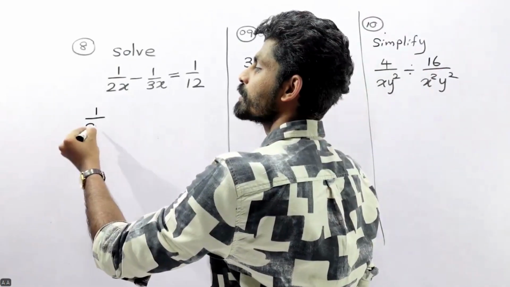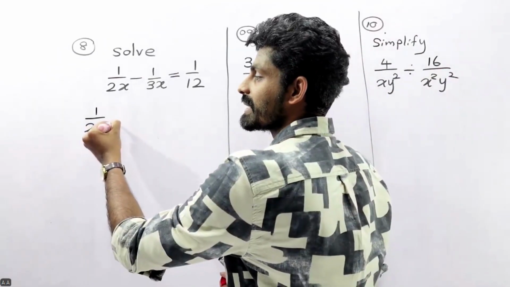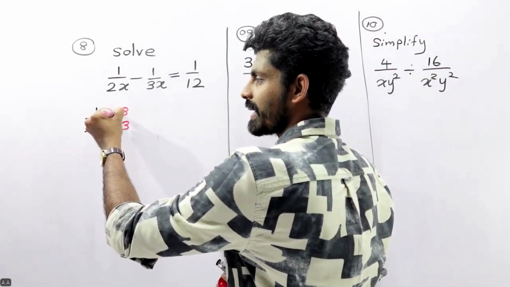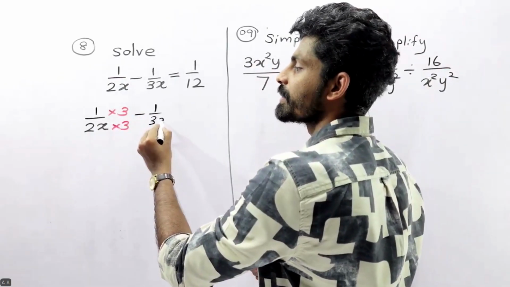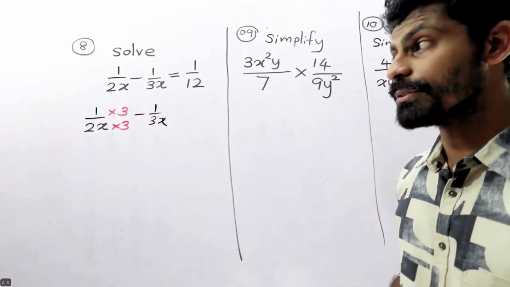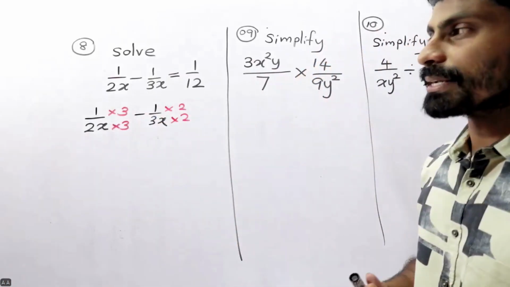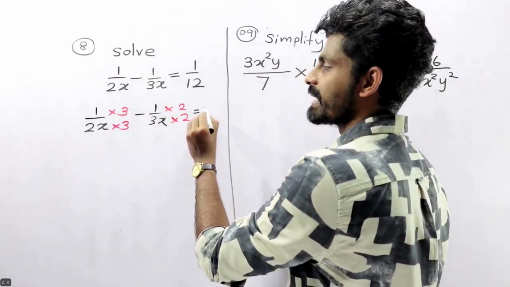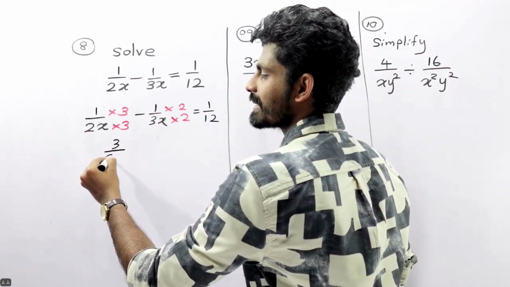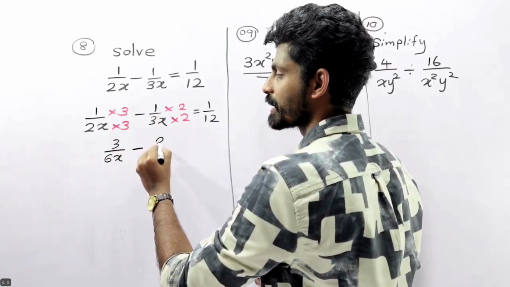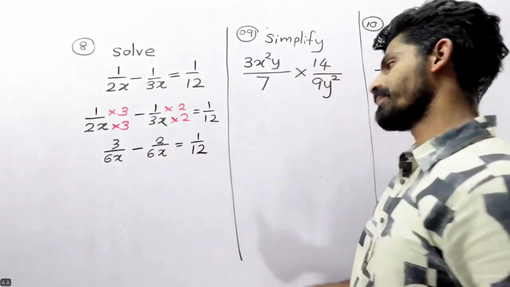So 1 over 2x, then I need to convert to 6x. How can we convert to 6x? Multiply both sides by 3. Minus 1 over 3x. 3x we need to convert to 6x. Multiply both sides by 2. Right. Then equals to 1 over 12. 3 into 1, 3. Then 3 over 6x minus 2 over 6x equals to 1 over 12.